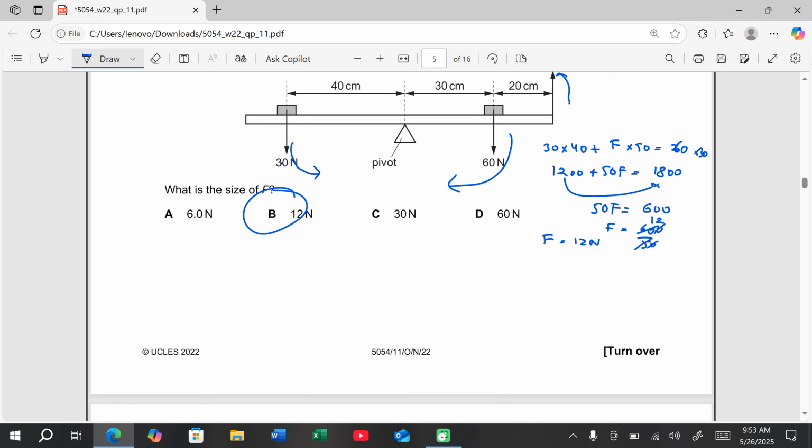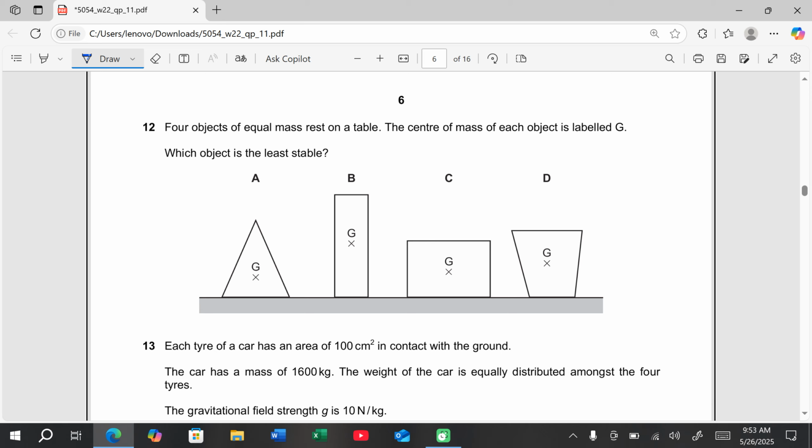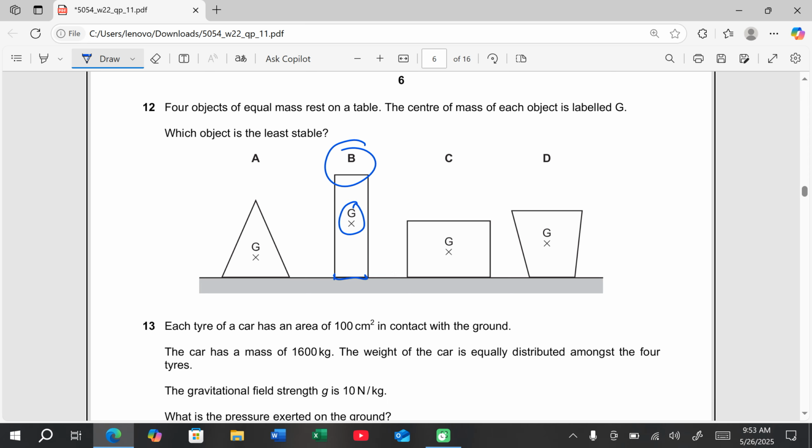So let's move on to the next, which is: four objects of equal mass rest on the table. The center of mass of each object is labeled G. Which object is the least stable? The least stable is the one whose center of gravity is higher and whose base area is smaller as well. We see that its base area is smaller and its center of gravity is higher, so that's why it's the least stable.